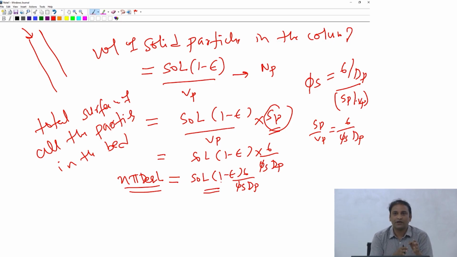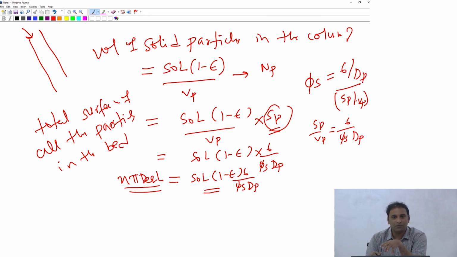All I am doing is calculating the total surface area of all the channels that I have in the system, and that has to be equal to the total surface area of all the particles in the system. If you have any doubts about this equation, we can discuss that.